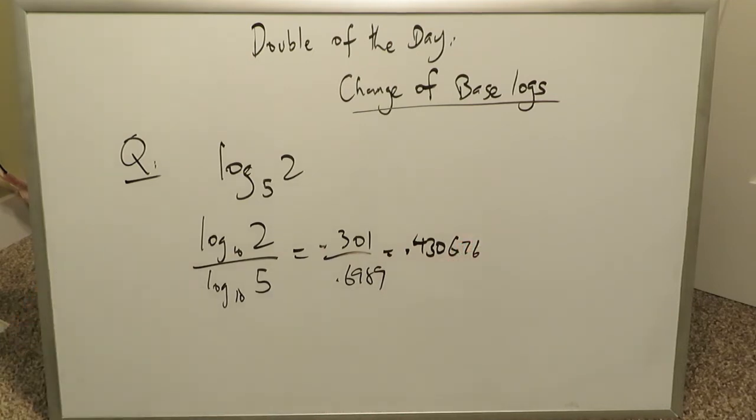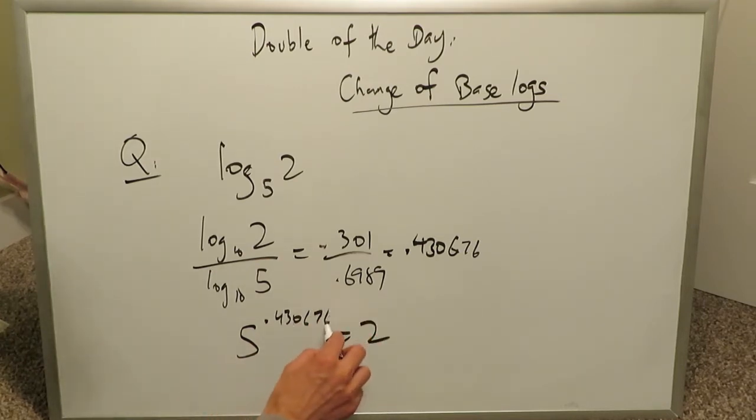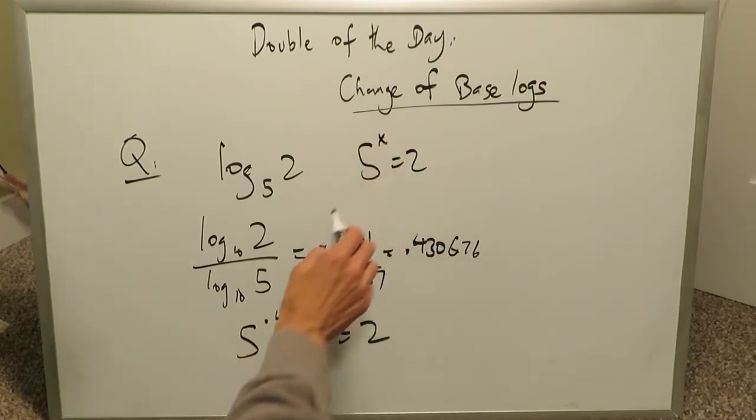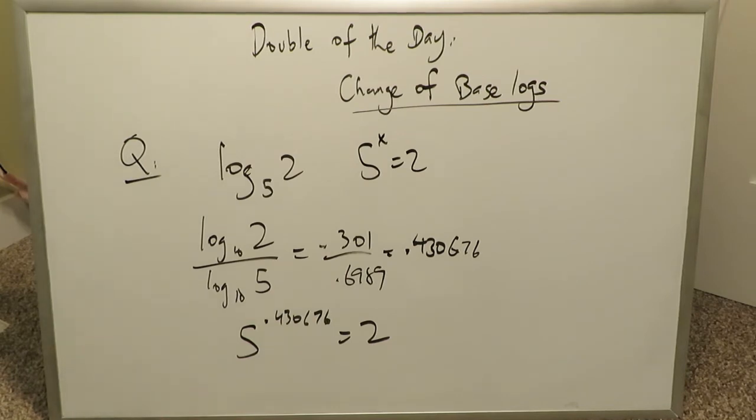Your answer will be 0.4300676. But what does this answer mean? And that right there is the interesting part of all of this. This tells you if you had 5 and you raise it to the power of 0.430676, you'll get a value of 2. Why is that interesting? Because it's another way of determining an answer to this type of question, because there's a technique you can learn in precalculus. The technique is utilizing natural logs.